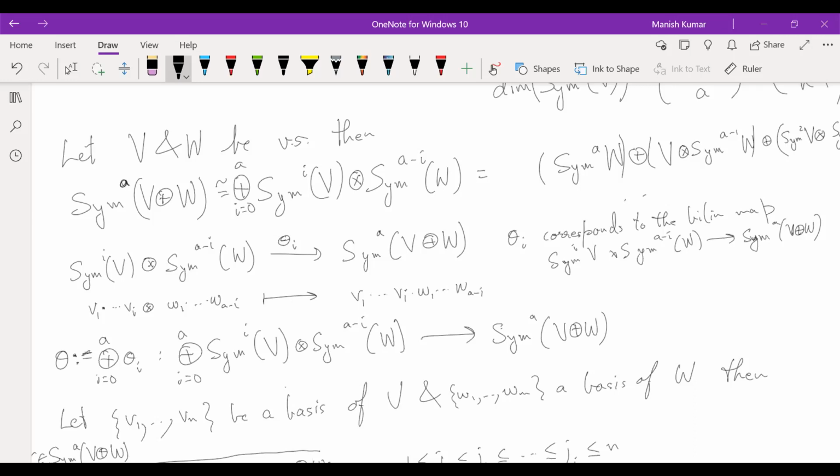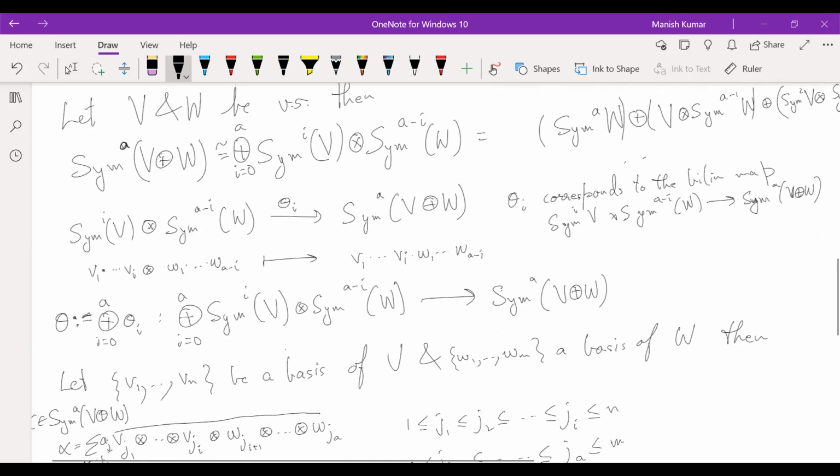So on each piece you have a map to Sym^a V. You can just add them to get a map from the direct sum of these to this. Does this make sense? The map theta_i and then this theta. I don't see why theta is an isomorphism. Yes, but the map makes sense. We'll come to why it is an isomorphism.